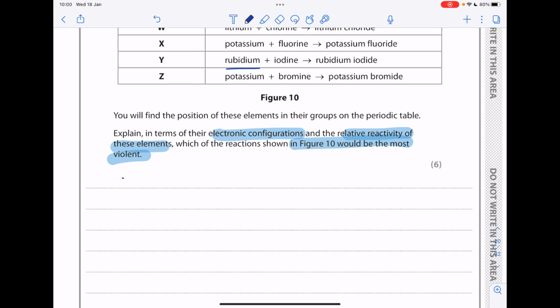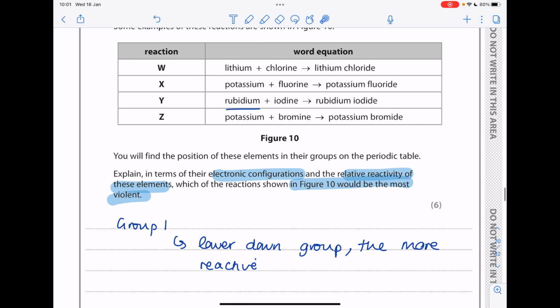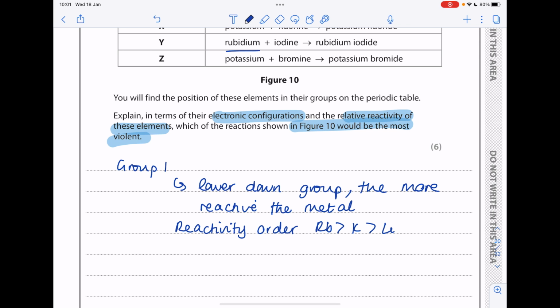Let's first of all think about the fact that with group 1 metals, the lower down the group, the more reactive the metal. So if you look down here, we have lithium, potassium, rubidium. If you use your periodic table, you'll see that rubidium sits at the bottom and therefore is the most reactive. So in terms of reactivity, rubidium is more reactive than potassium, which is more reactive than lithium.